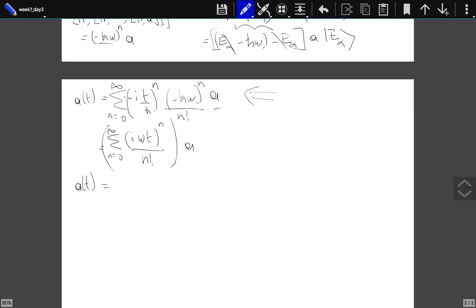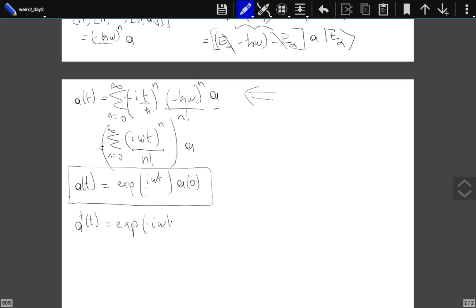What is this sum? This is the exponential of i omega t times A, with A at t equal to 0. Now we can either do the same thing for A dagger or just take the dagger of this one. A dagger of t is the exponential of minus i omega t times A dagger of 0.